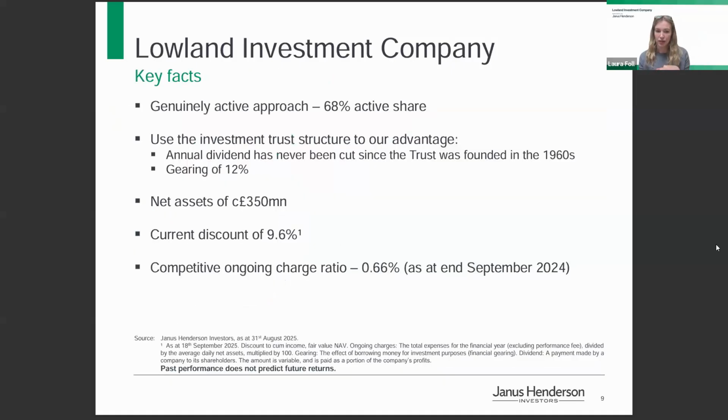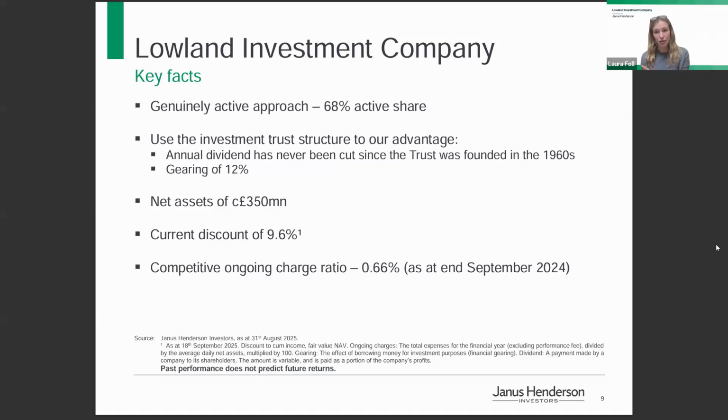If we then flick on, just a few very basic facts about Lowland: it's about 350 million of net assets. It's trading at about a 10% discount at the moment. That's reasonably unusual, but the way it tends to trade, just so that people have the context, is that people who invest in Lowland tend to know that it is this proxy between larger companies and small and mid cap. So it tends to trade almost 50-50 between the AIC UK income sector and the AIC UK smaller company sector.